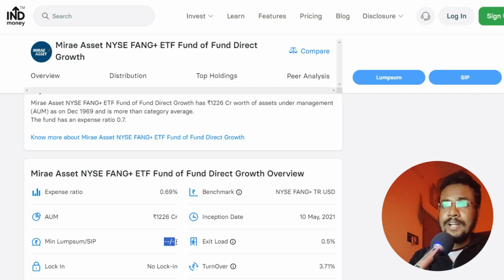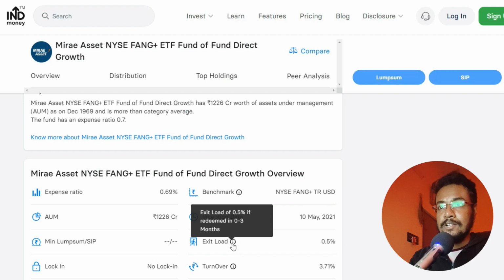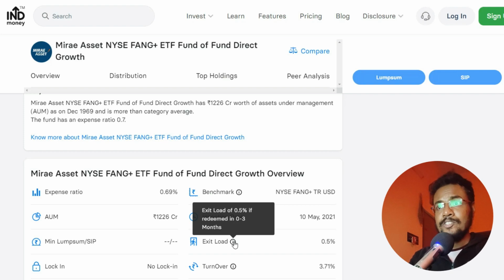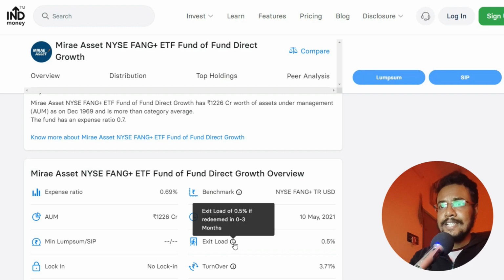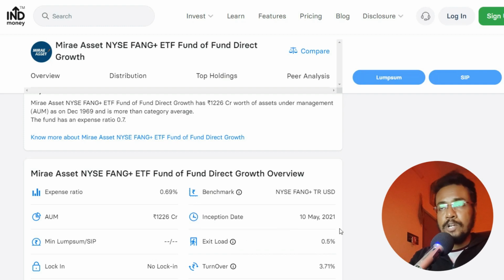And as of now, currently, this fund is not taking any SIP or lump sum investments. But if you have an SIP going, you can continue doing that. But fresh investments are currently stopped, so you cannot do that. And this fund also has an exit load if you redeem within 0 to 3 months. So if you invest in this fund, make sure to redeem after 3 months. And this fund doesn't have any lock-in, so you can go ahead and withdraw your money anytime. But if you withdraw within 3 months, then you have to give a small exit load of 0.5%.